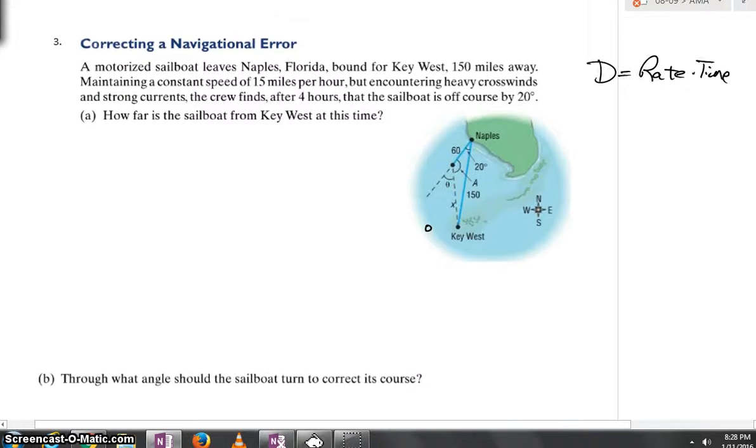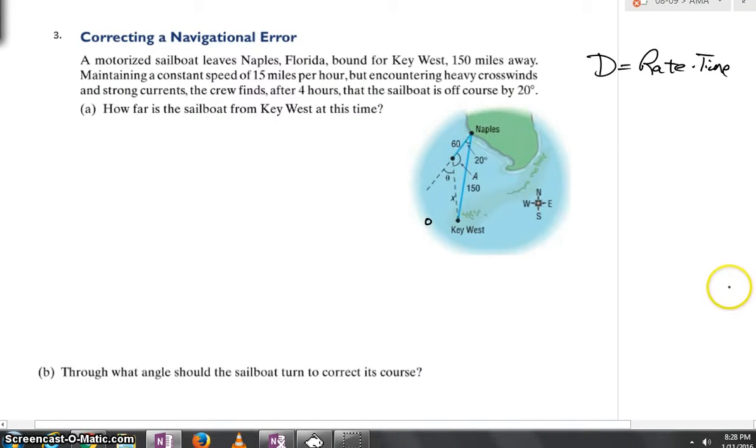The last problem is an application. A boat is going from Naples, Florida to Key West, 150 miles away. You can see on this blue line here. Maintaining a constant speed of 15 miles per hour, but the boat encounters heavy crosswinds and strong currents. After 4 hours, the boat's off course by 20 degrees.